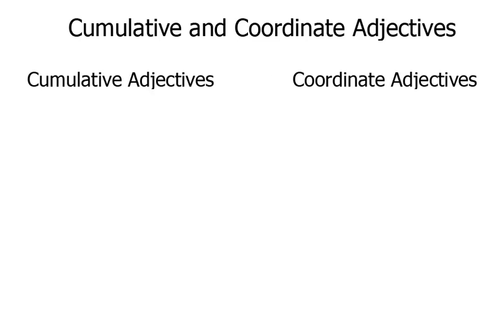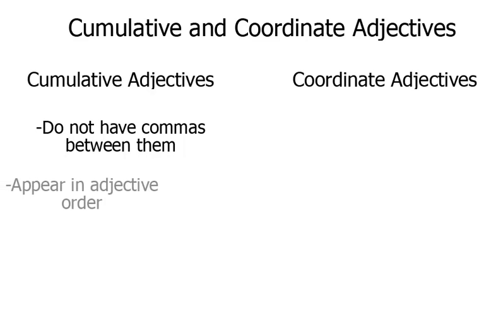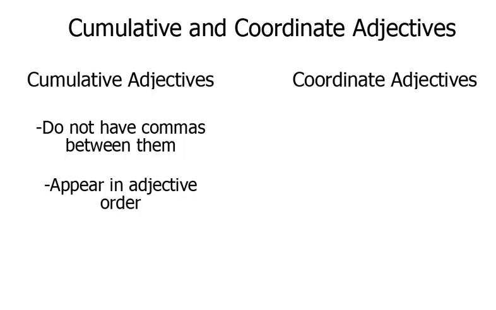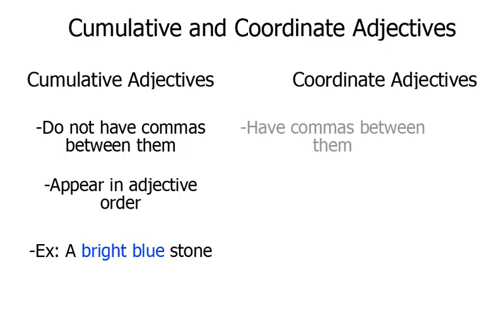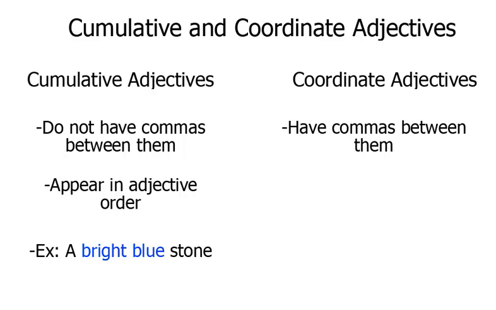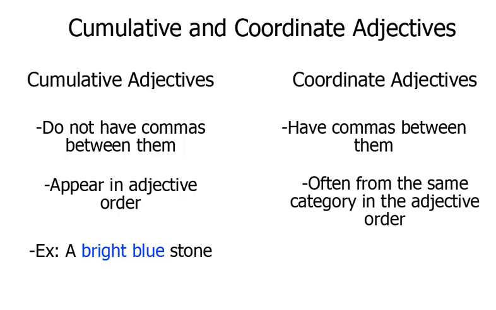Lastly, let's talk about cumulative and coordinate adjectives. These two categories of adjectives are fairly simple. Cumulative adjectives do not have commas between them and always appear in adjective order. For example, a bright blue stone, where bright is an opinion and blue is a color. Coordinate adjectives, on the other hand, have commas between the adjectives, generally when the adjectives come from the same category on the adjective order. For example, a bright, beautiful stone, where both bright and beautiful are opinions on the adjective order.